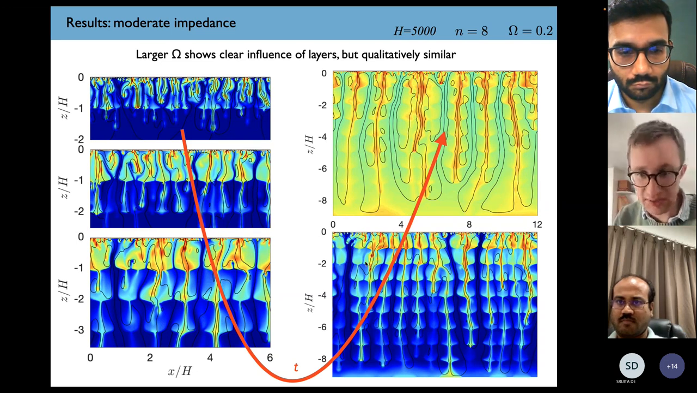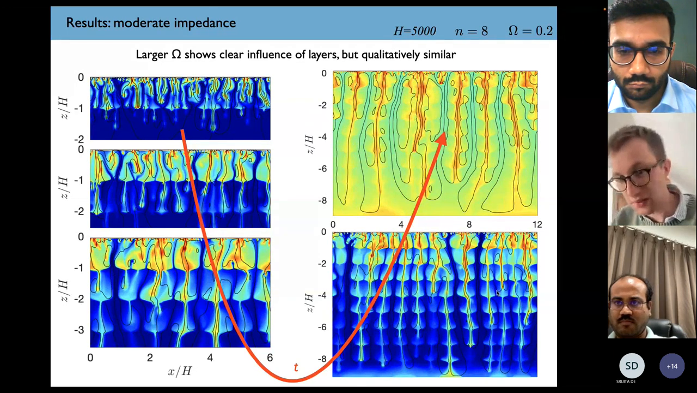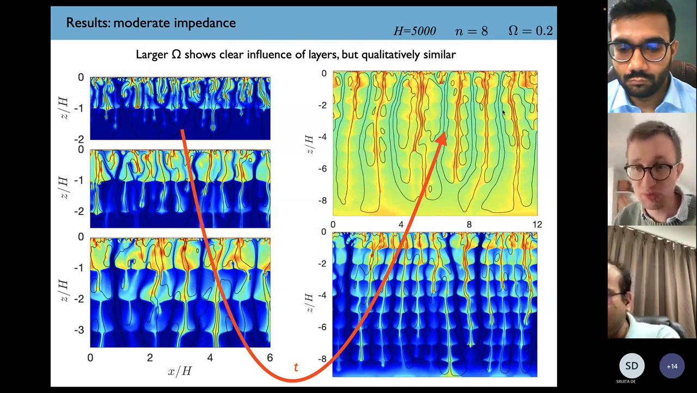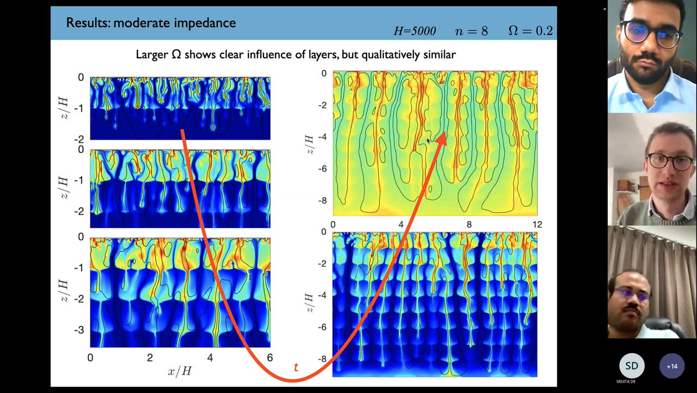Here they form at each layer. You can see down here, there's a lovely pattern of lots of them. And it clearly has some impact on the way that the large falling plumes organize themselves. But broadly, the same kind of qualitative shutdown happens over time.